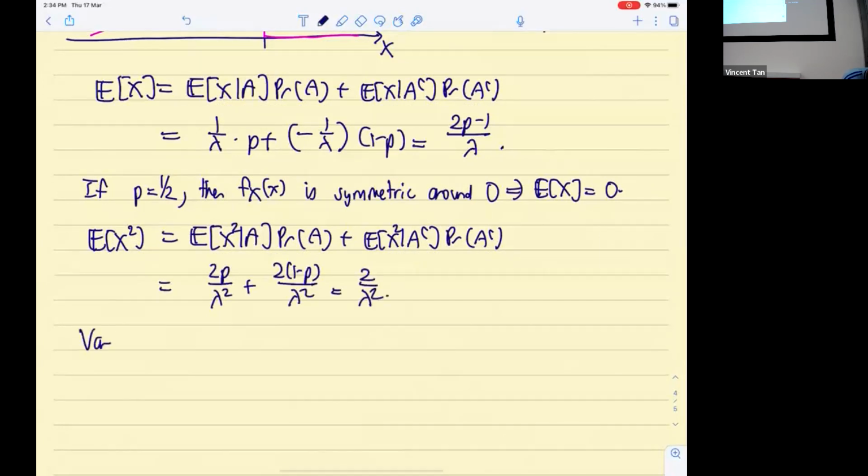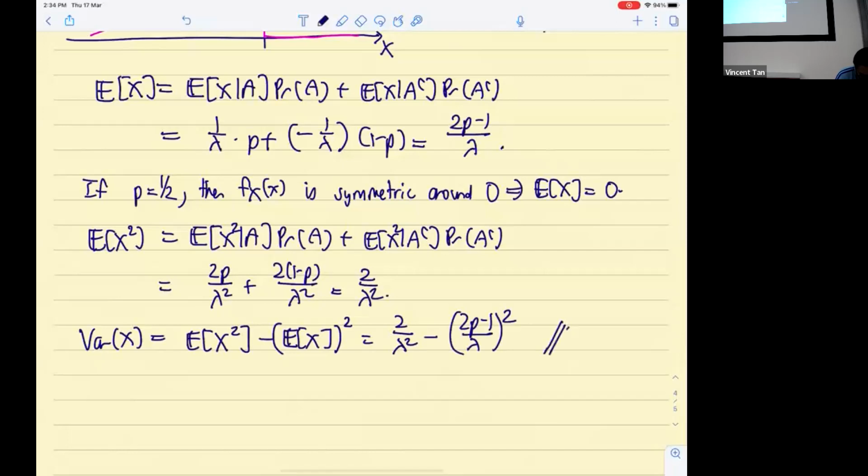So the variance, as all of you know, because all of you could reproduce this formula for me, which I'm very happy about, is the second moment minus the first moment quantity squared: 2 over lambda squared minus ((2p minus 1) over lambda) quantity squared. So you can simplify this or not, but this is all the probability that we have done. We are not going to do arithmetic.